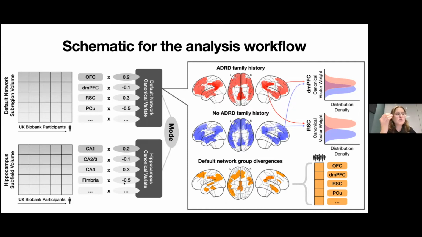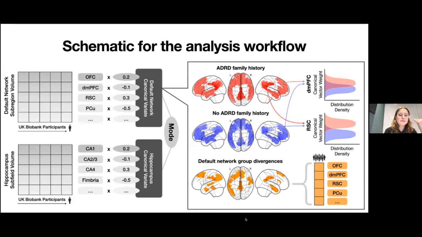And by construction, these modes represent distinct, uncorrelated, and hierarchically ordered patterns of covariation between the two sets of hippocampus and default network subregion. So distinct because once we find one mode, we take the variance accounted for by that mode out of the data, and we find the second mode that accounts for most of the remaining variance. So by construction, they are uncorrelated. And they are also hierarchically ordered in the sense that mode 1 accounts for more variance in the data than mode 2, which in turn accounts for more variance in the data than mode 3.